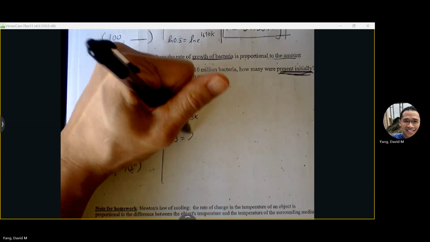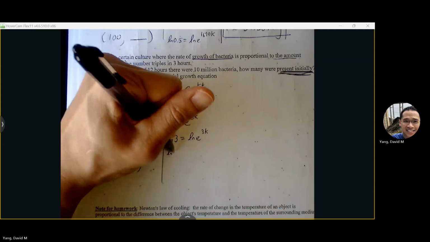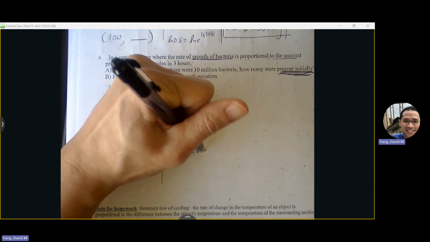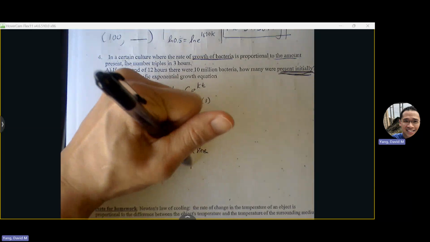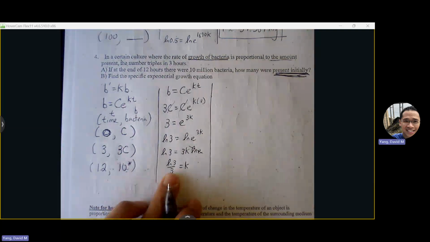Natural log of both sides. Bring the 3K down. You know, natural log of E is equal to 1. That goes away. Divide both sides by 3, so natural log of 3 over 3. Update our bacteria equation.